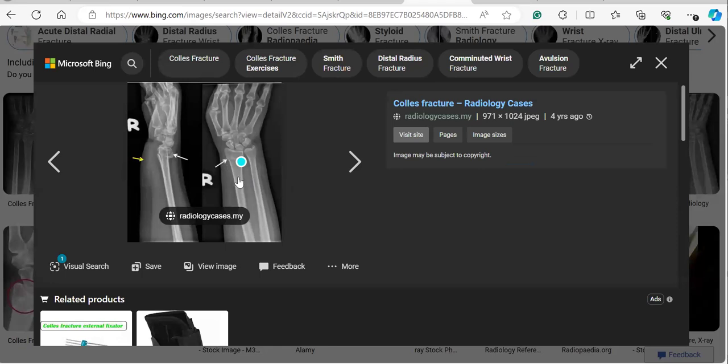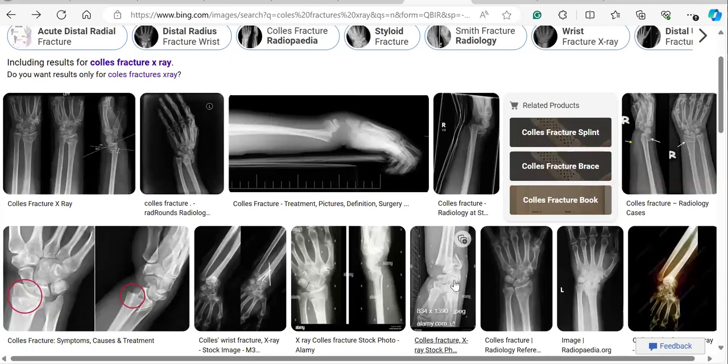And if you see one like this, that's also a Colles fracture, because this is minimally displaced. And you can't see the displacement sometimes on the AP view. So if you do a lateral view, then you should be able to see the displacement much better, like this one.